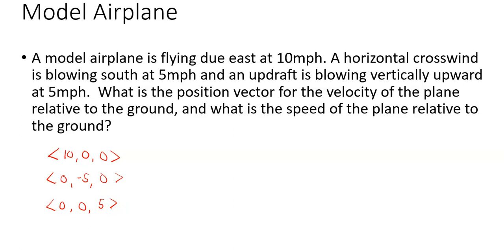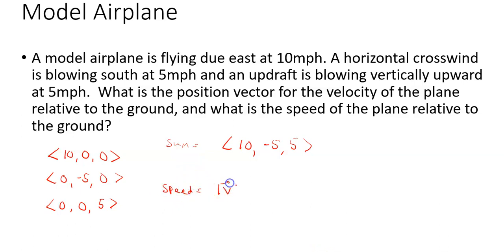Going that way. The question is the position vector for the velocity relative to the ground, the speed of the plane relative to the ground. So first thing is add the vectors together. The sum of the vectors is going to be 10, -5, 5. Now if you want the speed, it is the magnitude of that vector.